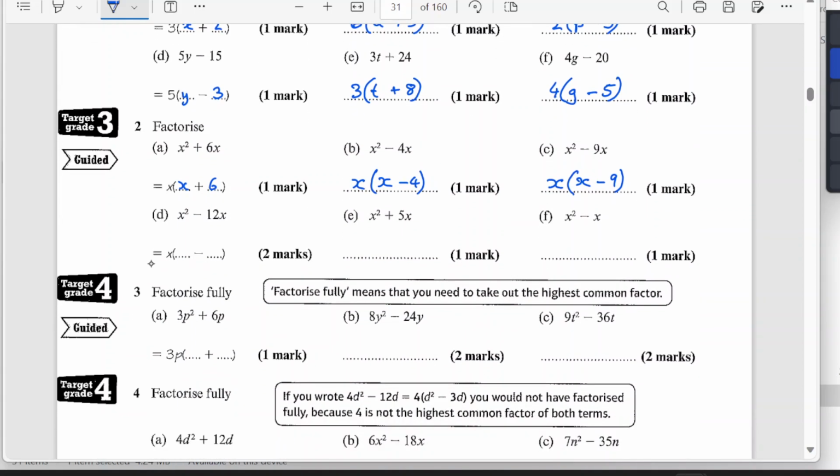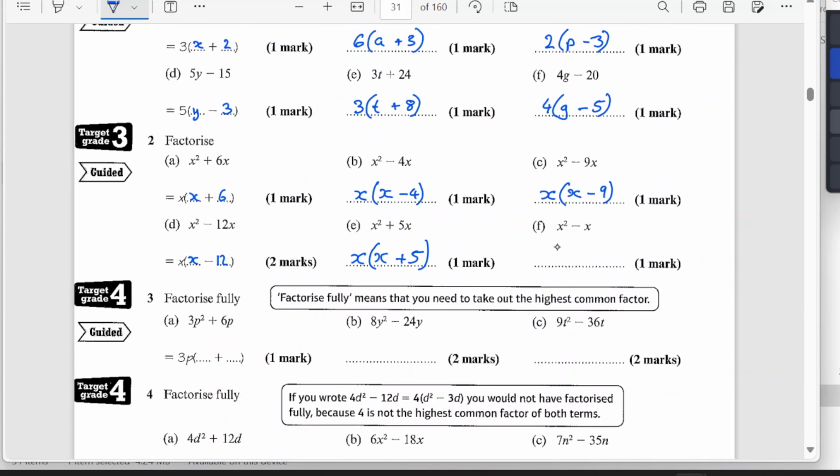For D, x has already been taken out for us, so x times by x would give us x squared, and x times by minus 12 would give us minus 12x. Again, for this one, we take x out as the common factor, and we need to times x by x to get x squared, and by 5 to get 5x. And for F, again, we take x out as our common factor. I can sort my laptop out. And we need to times it by minus 1 to get minus x.